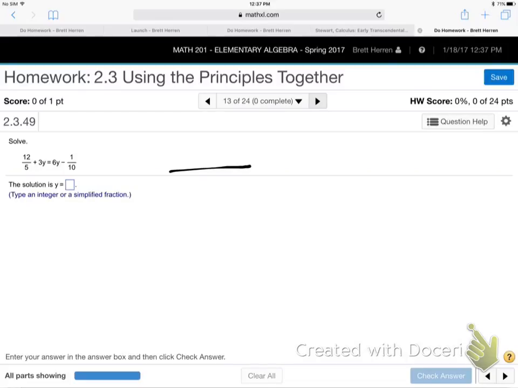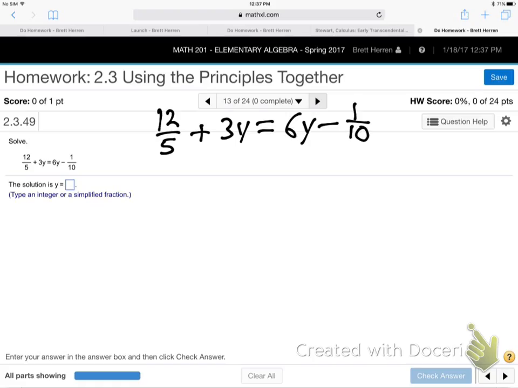Okay, so number 13. Whoops. I'm all over the place. I didn't get the whole problem written down. Oh, there it is. You got it on your screen. Okay. So 12 fifths plus 3y equals 6y minus a tenth.